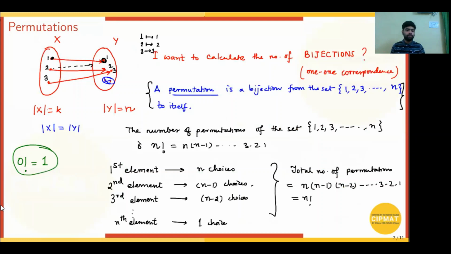Then after that, if you ask me what is the number of bijections? First of all, for a bijection, a one-to-one correspondence, I need to have the number of elements in X equal to the number of elements in Y. That is, the cardinality of X should be equal to the cardinality of Y. Only then can I define a bijection. Then the number of bijections is going to be n factorial.